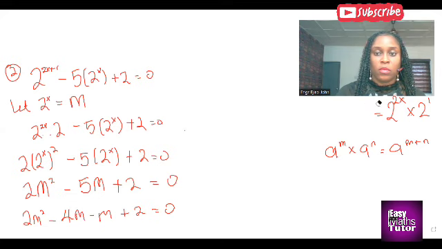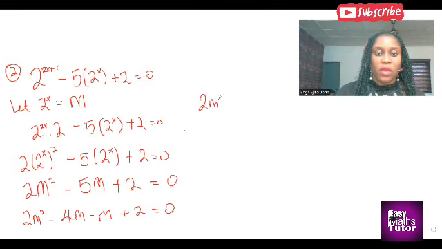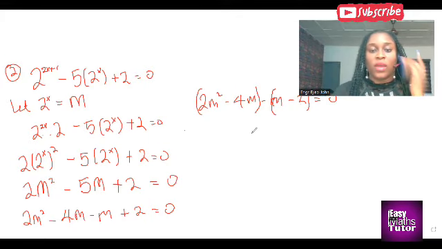So let's clear this on this side. We're going to group them into brackets, right? So we'll have 2m squared minus 4m minus m plus 2 equal to 0. Grouping it into a bracket, we have this, and we have this, right? This will become minus because there's a new bracket now, and there's a negative outside of the bracket.